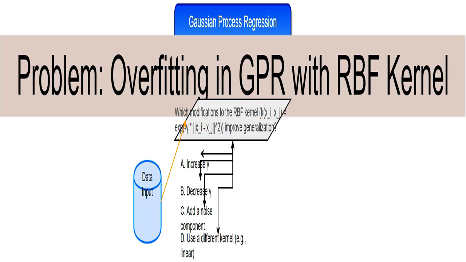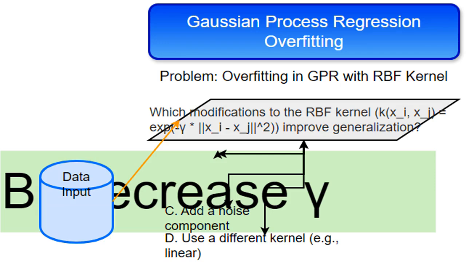The RBF kernel's formula is k(x_i, x_j) = exp(-gamma * ||x_i - x_j||^2). This measures similarity between data points x_i and x_j, using a parameter gamma. I can improve the model by decreasing gamma. A smaller gamma makes the kernel less sensitive to small input changes. This creates a smoother, less complex model that generalizes better to new, unseen data because it's less likely to fit noise. It reduces the model's tendency to overfit.